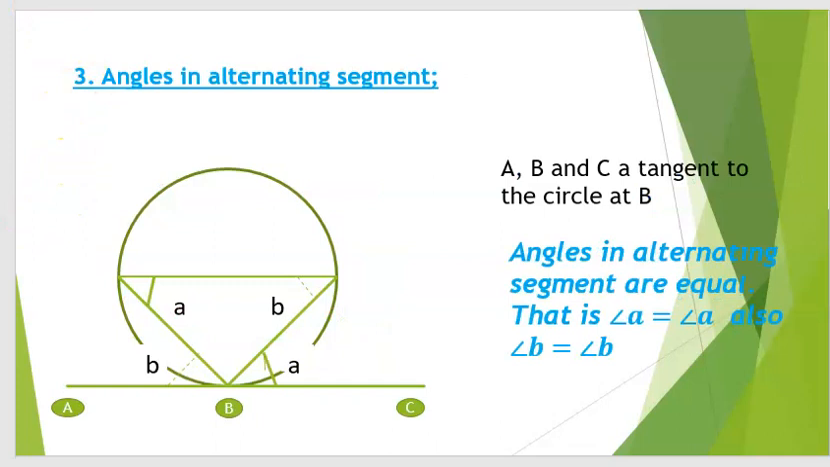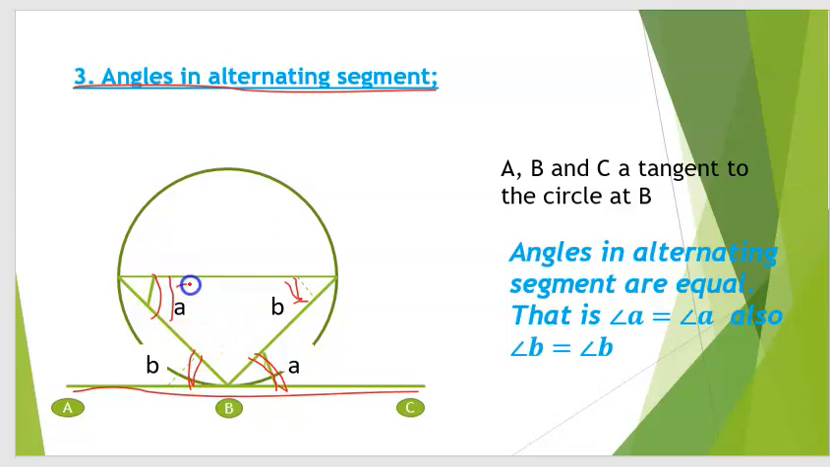The third property I'm checking is the angle in the alternate segment. So if I'm given a tangent, that is A, B, and C is a tangent. Now, the angles that alternate, that is, look at A and this A, those angles are alternating. In other words, they are in alternate segments. So the two angles are equal. Similarly, this angle B is alternating to angle B here. So the two angles are also equal.